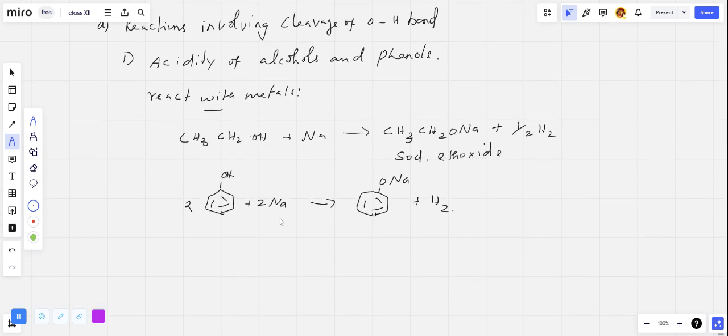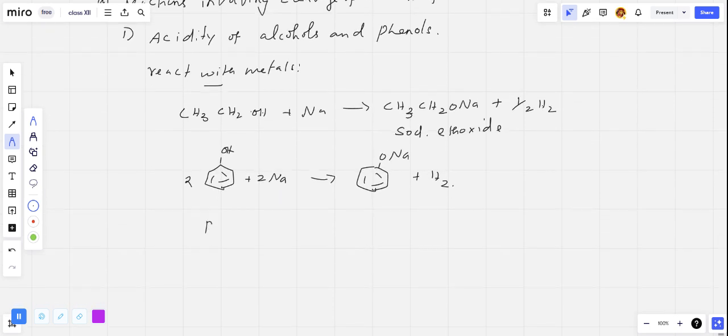So this is the Bronsted acid, which can donate a proton. Okay, so that is the reaction with metals.